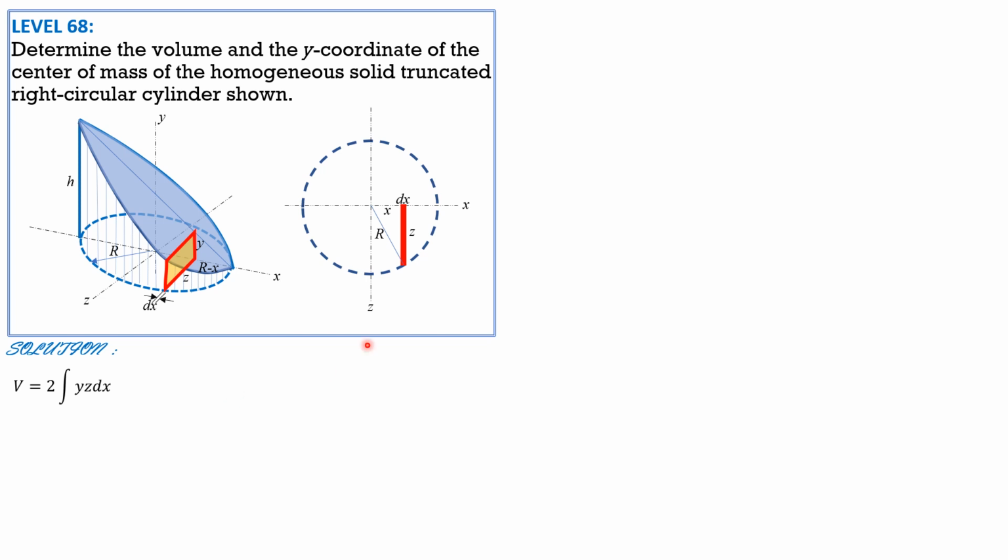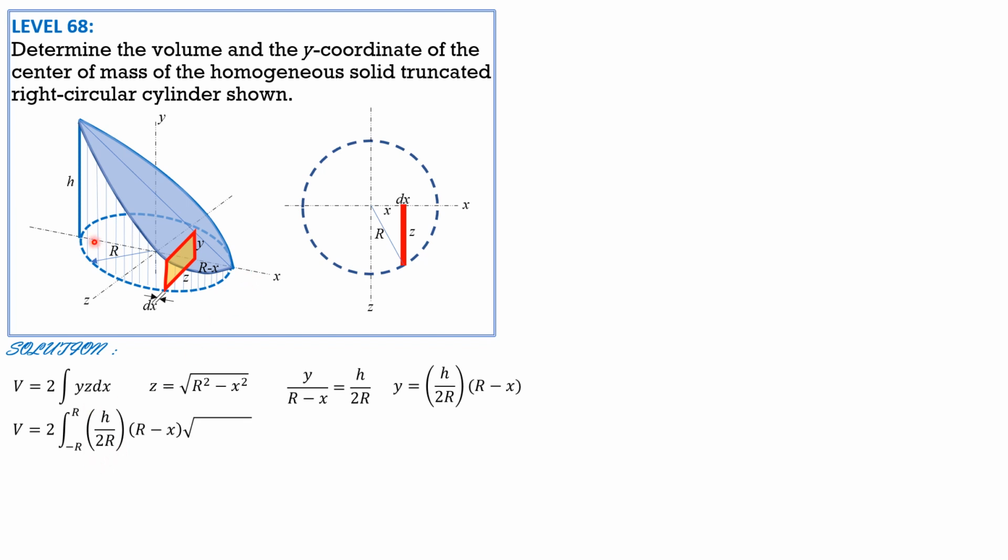So from the figure, z is square root of r square minus x square, and by similar triangles, y is to r minus x as h is to 2r. So y is h over 2r, quantity r minus x. So substitute here, volume is 2 times integral from negative r to r of y, h over 2r times r minus x, then z, square root of r squared minus x squared dx.